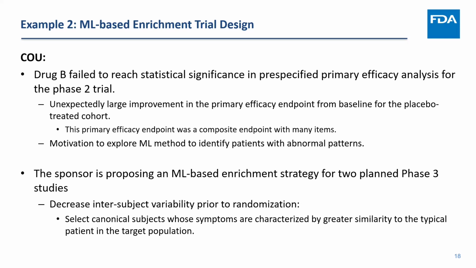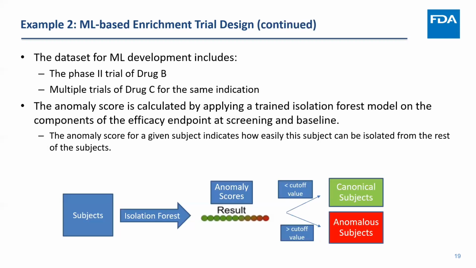So they use the isolation forest. Maybe the next slide we can know better. Here is their data source, which is very interesting. Their drug is drug B. They use a phase 2 trial of drug B and multiple trials of drug C for the same indication, basically the same MOA. So they can borrow some information. Hopefully the placebo cohort is very similar, because for the same indication, the placebo cohort should have a very similar structure.